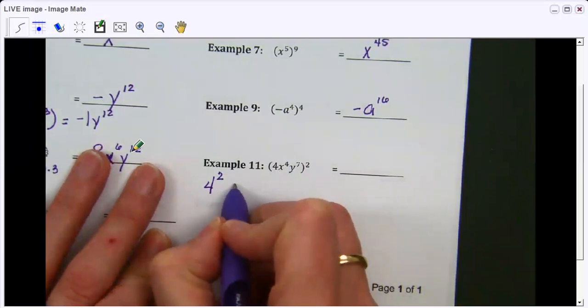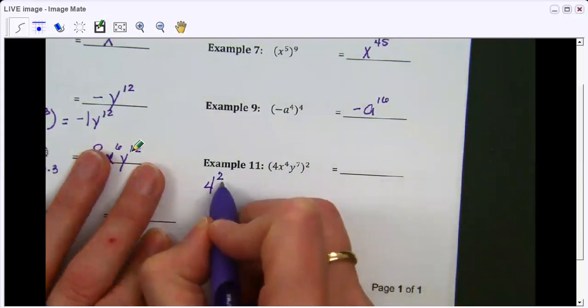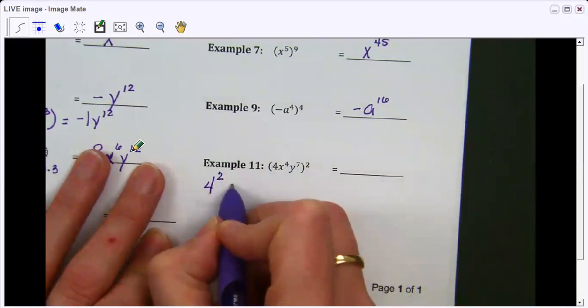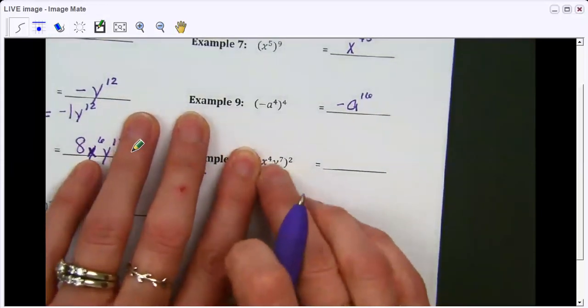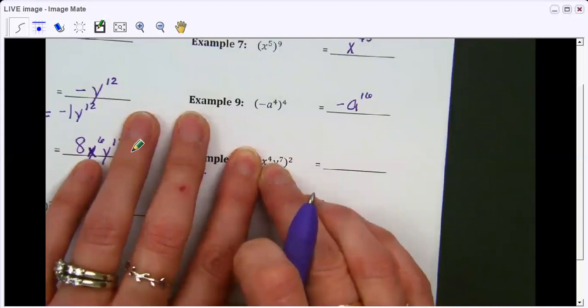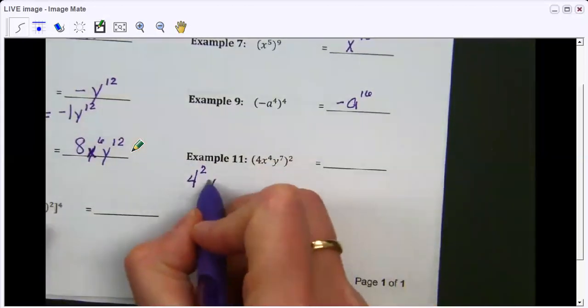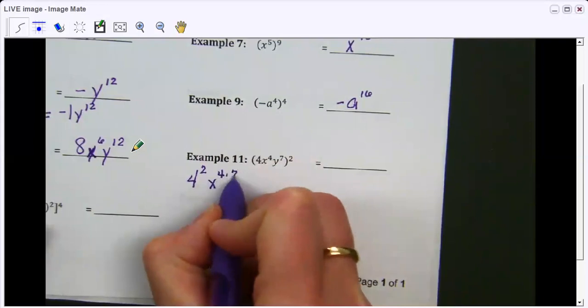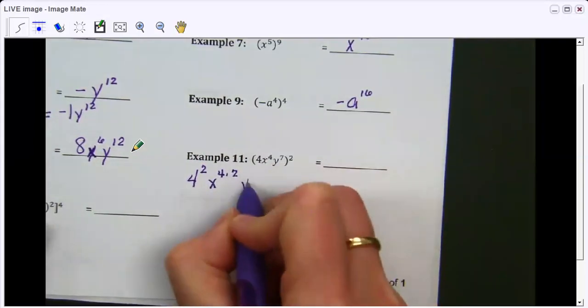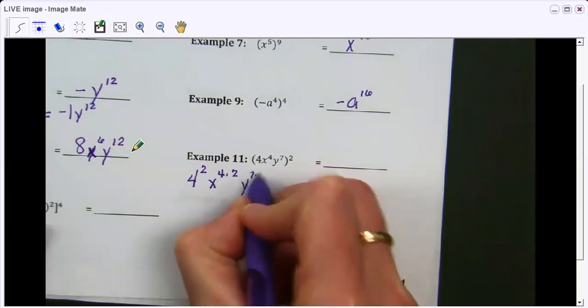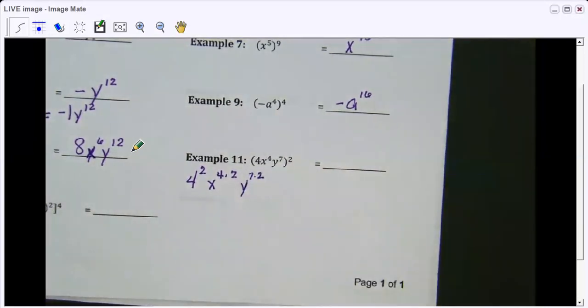x to the power of 4 times 2. Okay, ignore the 4, just the x. X to the power of 4 times 2. Yes. And then what about the y? Y to the power of 7 times 2. Yes. Now solve that, and when you're done, tell me what your final answer is.